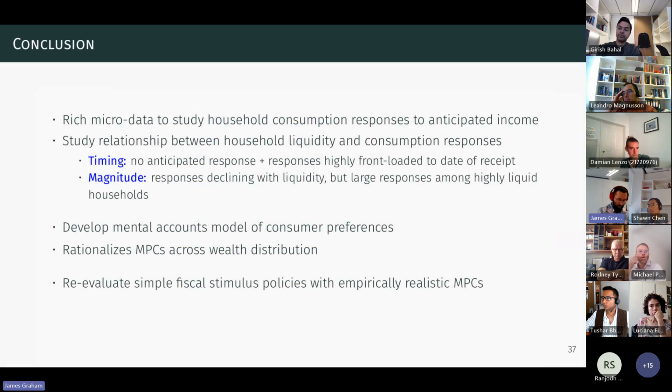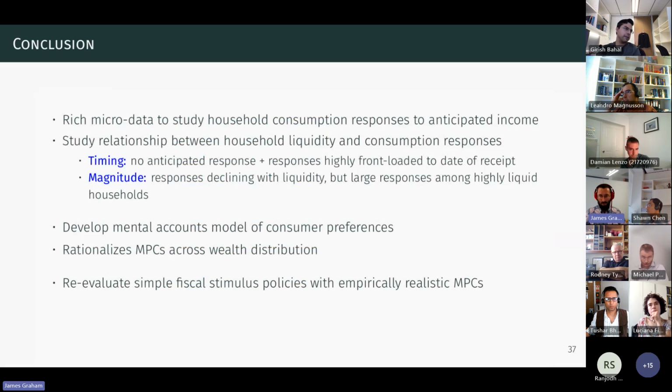So just to conclude, and then I'm happy to chat for 5 minutes or so. We took a very rich micro data set to study consumption responses to anticipated income, mostly focusing on tax refunds, but we had some other data as well. We looked at the relationship between household liquidity and spending responses, and we find that across the liquid wealth distribution, even very wealthy households are not effectively smoothing consumption. So it's a puzzle for models of liquidity in particular. And so instead, we developed a model of mental accounts as an explanation for this kinky consumption behavior. And we think this rationalizes the pattern of marginal propensities to consume across the liquid wealth distribution.